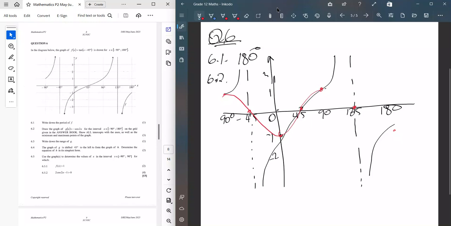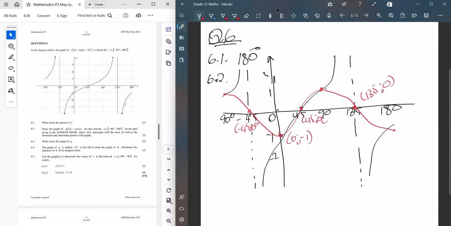Okay, remember guys, you will be drawing it perfectly because your answer book will be giving you perfect graph paper. So they say on the grid given in the answer book, show all intercepts with the axis. Here are the intercepts with the axis. So this is -45 and 0, 45 and 0, 135 and 0. And this one is 0 and -1.